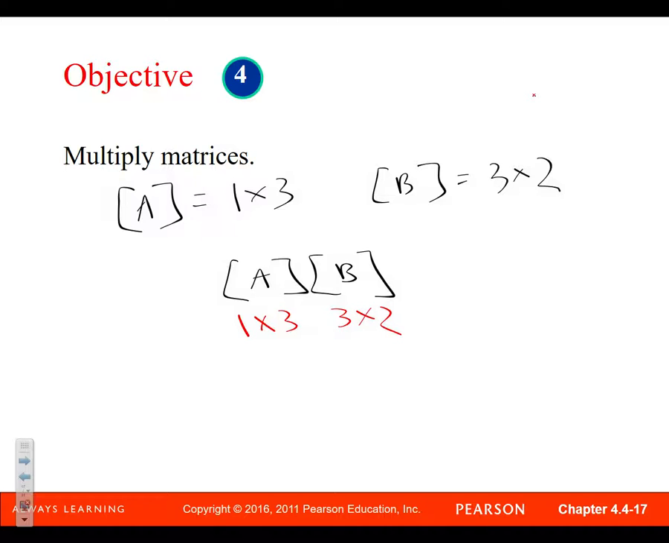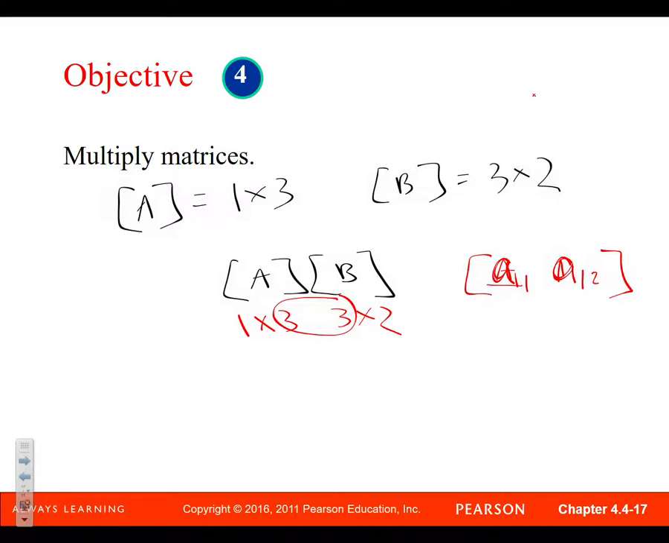When I'm looking at it this way, I want to make sure that these two match. If they match, I can do the multiplication. The answer matrix would have one row with 2 elements in it. We'll call them a11 and a12. That's it. So whatever is outside are the dimensions of the answer matrix. So then it's 1 by 2. Correct.